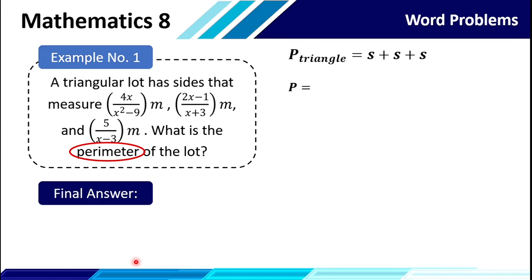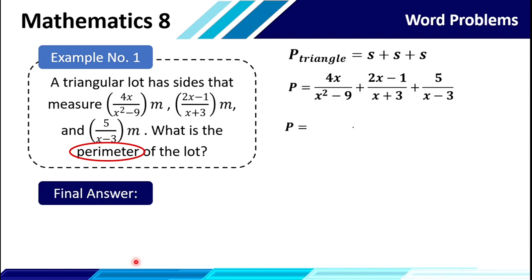So for our first side, we have 4x over x squared minus 9. For our second side, we have 2x minus 1 over x plus 3. And for our third side, we have 5 over x minus 3. To add these given expressions, we need to find the LCD of x squared minus 9, x plus 3, and x minus 3. We know that the factored form of x squared minus 9 is x plus 3 times x minus 3. Therefore, this will be our LCD.